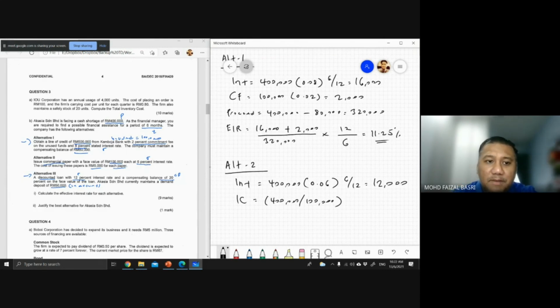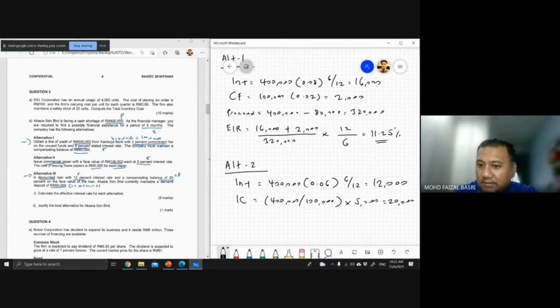Right? If one paper is 100,000, how many papers do we need to sell in order to get 400,000? So technically it's 4 papers. Okay, then we get 400,000. So to get that 4 papers, we just use this simple formula. Okay, the principal divided by the face value. So 400,000 divided by 100,000, this is 4 papers. Then we multiply with 5,000 ringgit, because it's 5,000 ringgit for one paper. So 4 papers times 5,000, it's 20,000 ringgit. Okay, so this is the issuing cost.